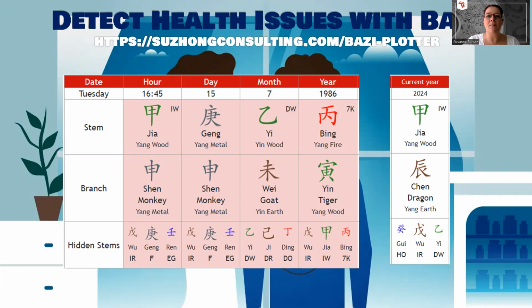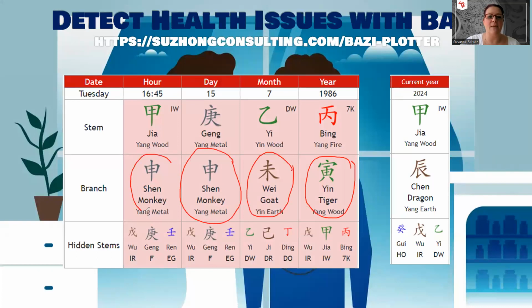Now, what we are looking at once we've plotted the chart is the natal chart itself. This is what you have here in the pink boxes. So you have an animal sign in the year, an animal sign in the month, one in the day and one in the hour. Let me just quickly show you. So here you've got the tiger in the year. So this is a person born in the year of the tiger, in a goat month, on a monkey day, and in a monkey hour. So all of these animal signs can represent potential health risks in your Bazi chart.